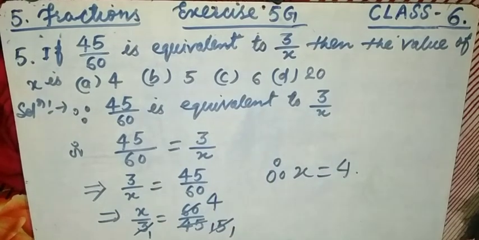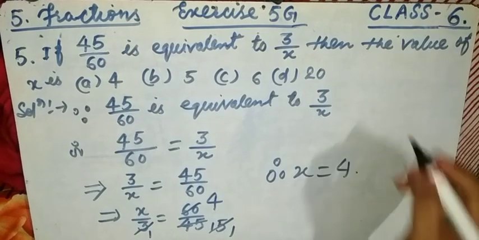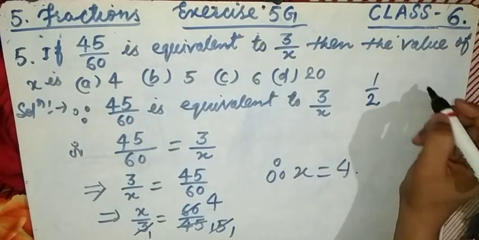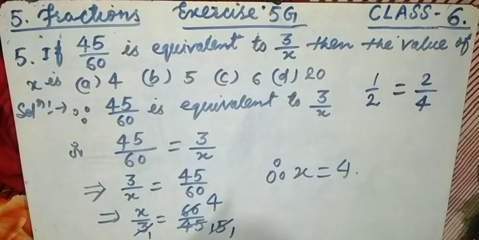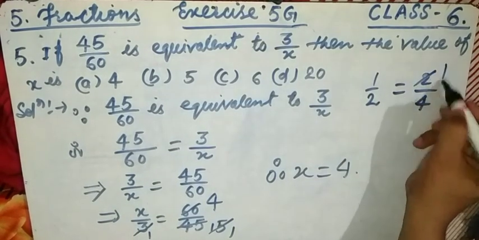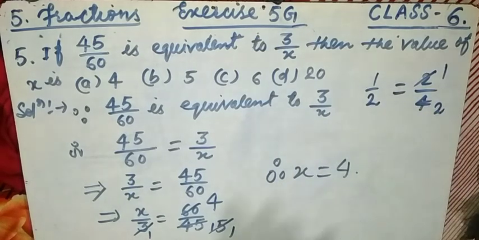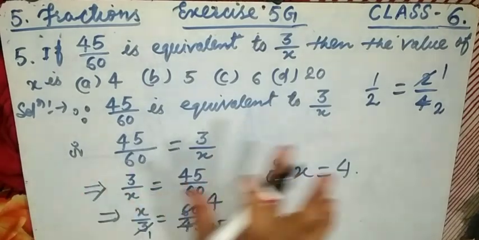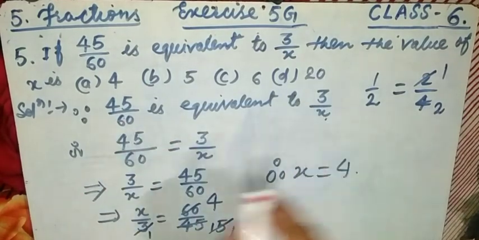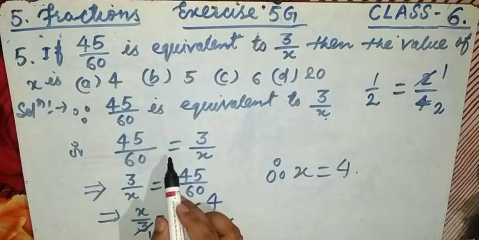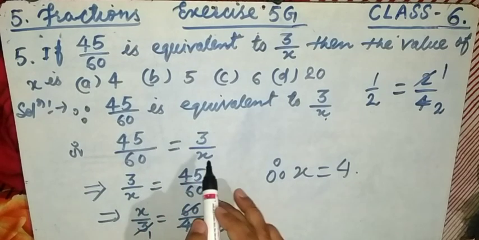Okay, what does equivalent mean? Equivalent means the fractions which are equal to another fraction, means both the fractions are equal. Suppose 1 by 2 is equivalent to 2 by 4, means both the fractions are equal. Why? Because 2 1s are 2 and 2 2s are 4. 1 by 2 is also here, means the value of both the fractions are equal. So this is why we can easily equate this fraction to 3 by x. So 45 by 60 can be written as equal to 3 by x.